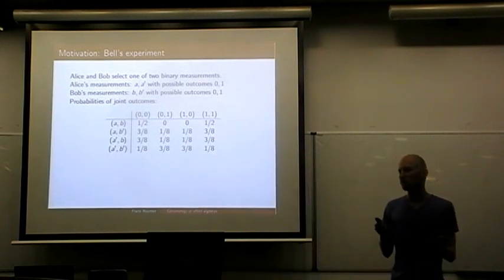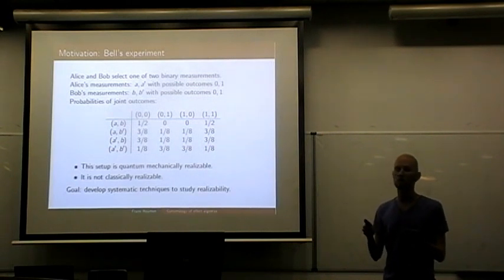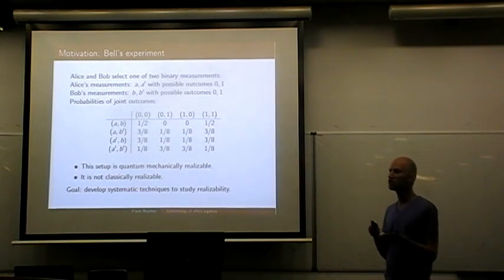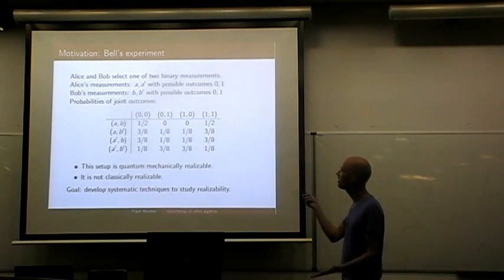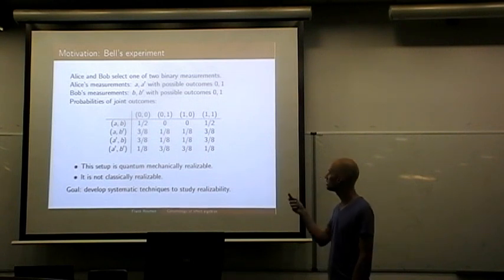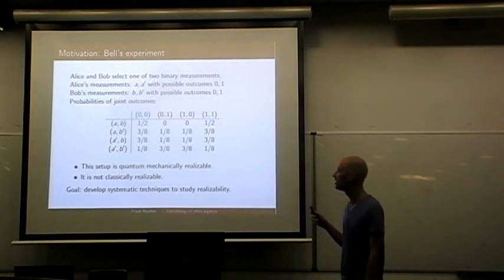And the famous property about this experiment is that this setup is not realizable in classical probability theory. So you cannot devise an experiment using just classical probability theory that would give exactly these probabilities as outcomes. That basically follows from the Bell inequalities. But it is realizable in quantum mechanics. So there is a setup in quantum mechanics that produces exactly these probabilities.